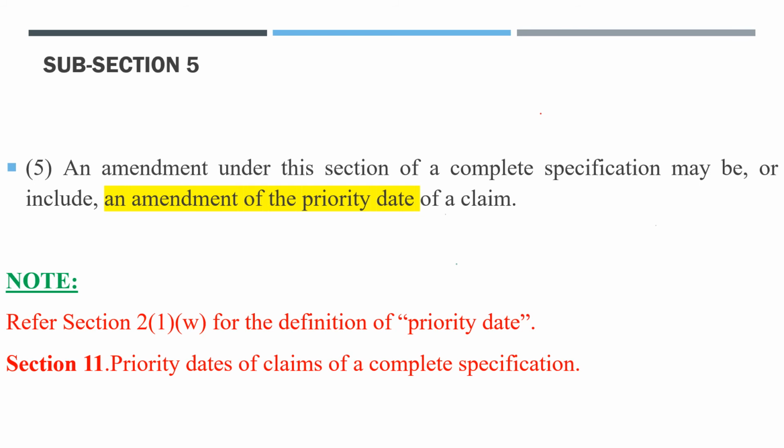For this friends, please refer section 2 subsection 1 clause W for the definition of priority date. That means you can find what is priority date there. From that clause you can find it indicates to a separate section, and that is section 11, whose title is priority dates of claims of a complete specification. So please refer section 11 as well. I hope it is clear now. Nothing much to explain here. We can proceed to the next subsection.